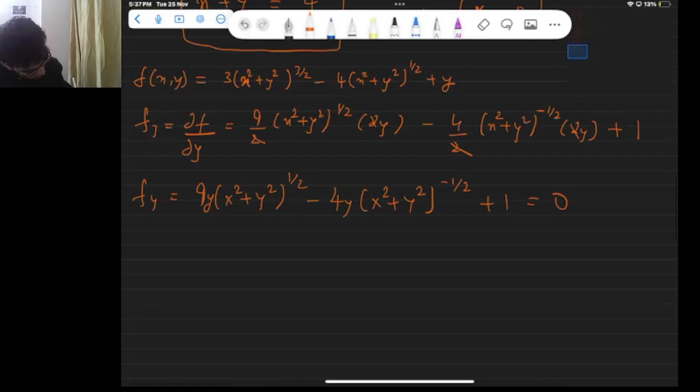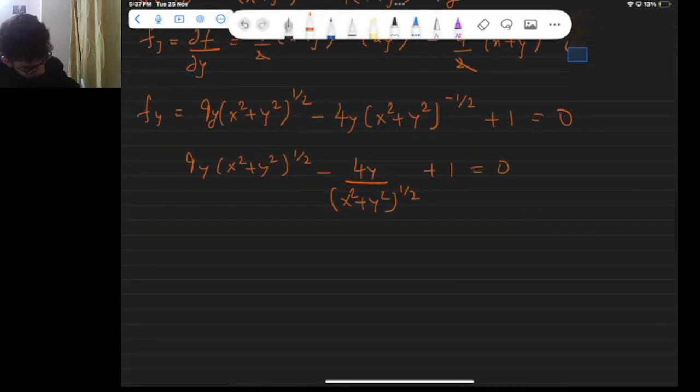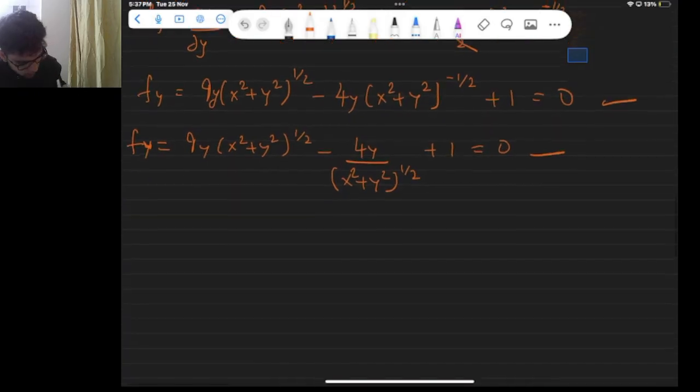Now I can say that 9y times (x square plus y square) to the power half minus 4y times (x square plus y square) to the power half plus 1 equals 0. I've equated the partial derivative to 0 here, and now I'll be taking the LCM.